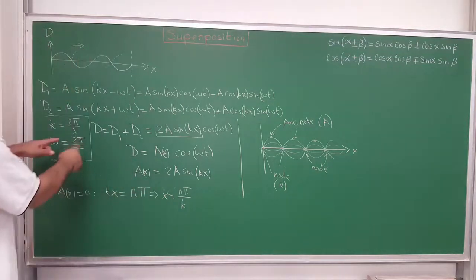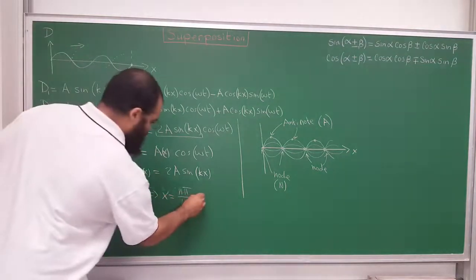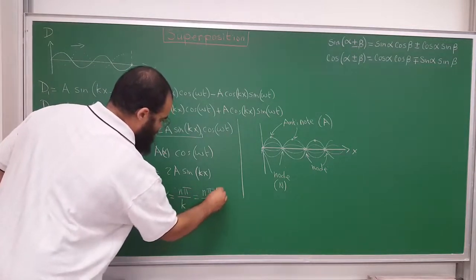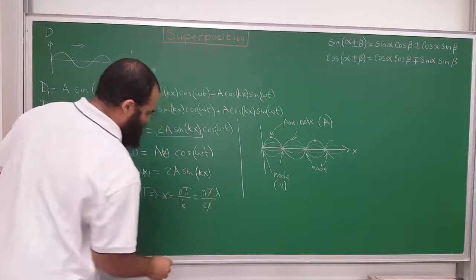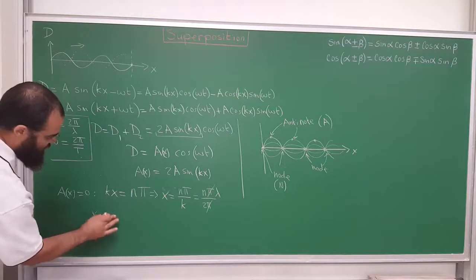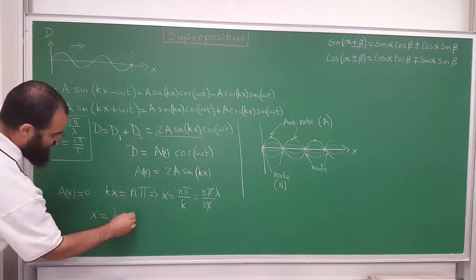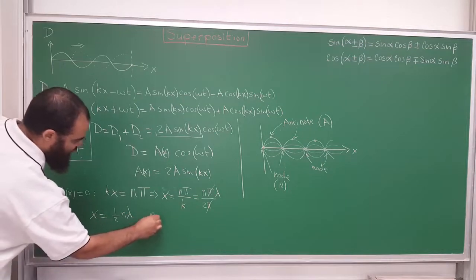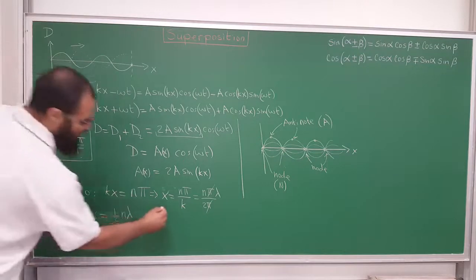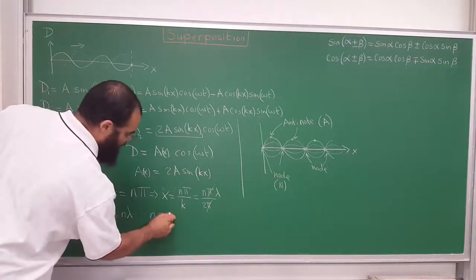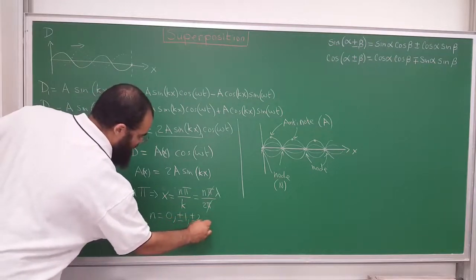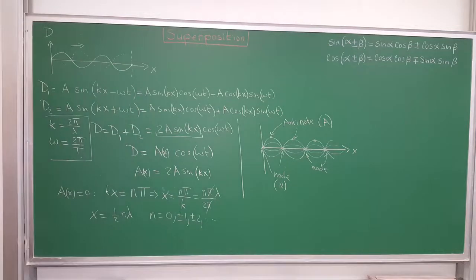But k is 2 pi over lambda. So if I replace this by n pi over 2 pi over lambda, so the lambda goes up. So I get it's 0 when x is equal to 1/2 of n times lambda. And this number n here, again, it's an integer. It's 0, plus or minus 1, plus or minus 2, and so on. That's when this is 0.